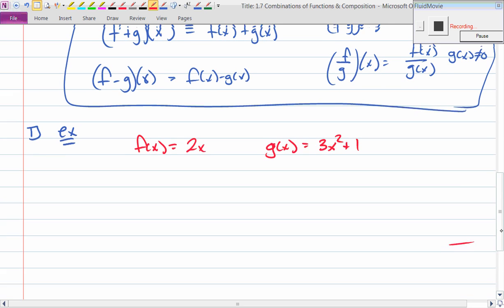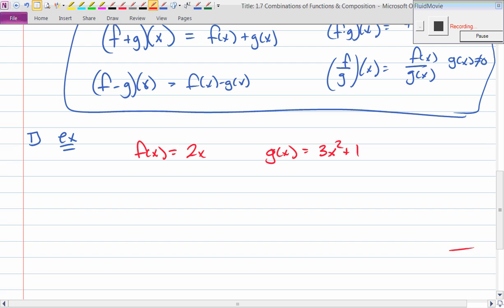Yep, sure can. It's linear, yeah. It is a linear function. What type of function is g of x? It's a quadratic. Very good. So what would f plus g of x look like?